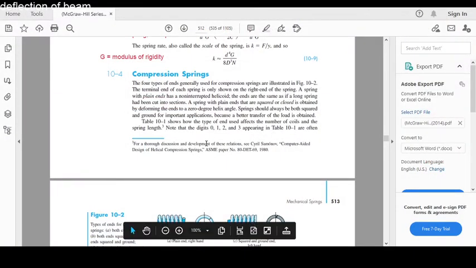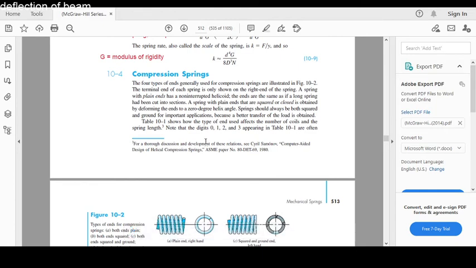The four types of ends generally used for compression springs are illustrated in figure 10.2. The terminal end of each spring is shown at the right end of the spring. A spring with plane ends has no uninterrupted helicoid; the ends are the same as if a long spring had been cut into sections. A spring with flat ends that are square or closed is obtained by deforming the end to a 0 degree helix angle.